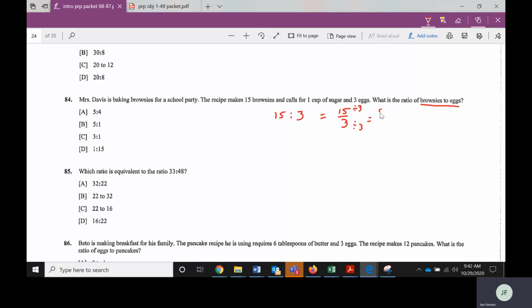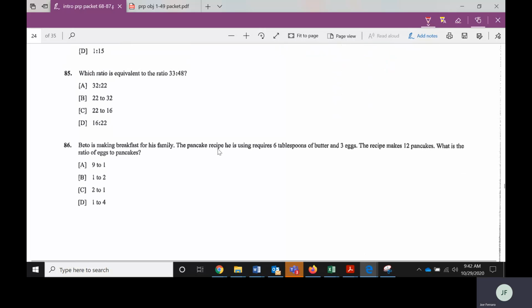So 15 divided by 3 is 5. 3 divided by 3 is 1. And then because they write them in this form, we're just going to change that. Top number goes first. Bottom number goes second. And it's a 5-to-1 ratio. Okay. That means for every 5 brownies you have, you're going to have to use 1 egg. Okay. Let's do another one like that. Let's do the bottom one here, number 86.